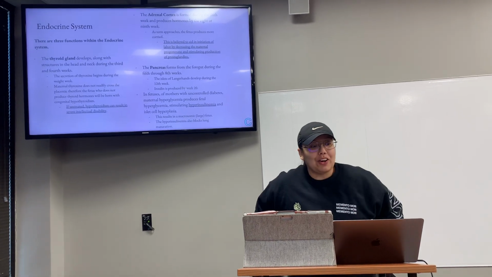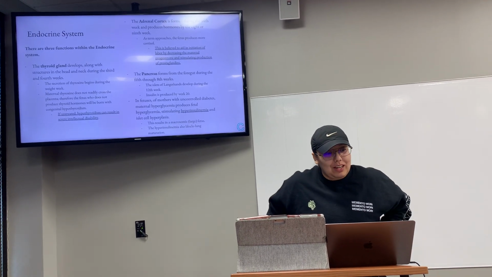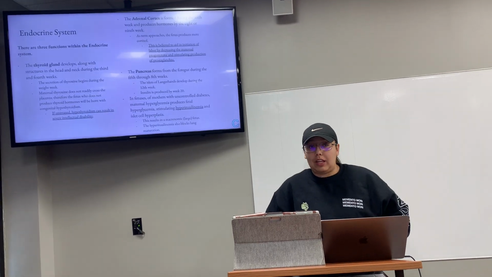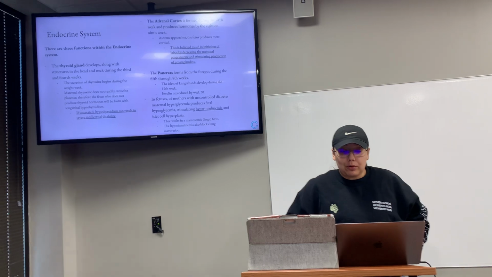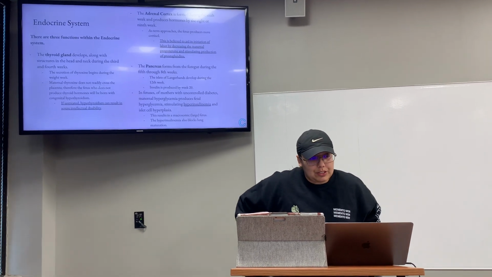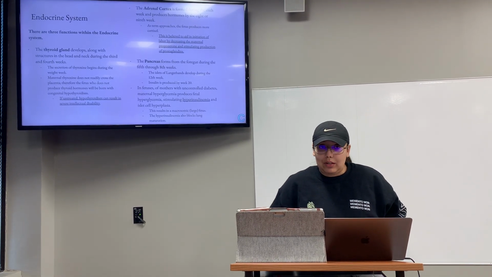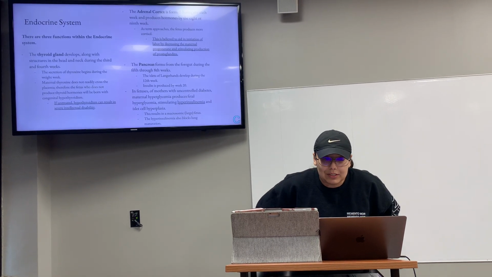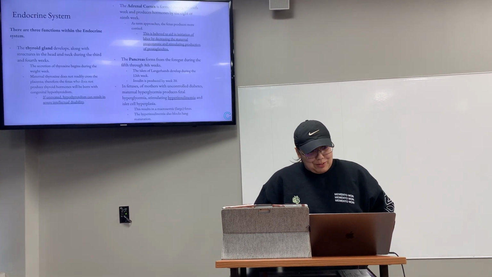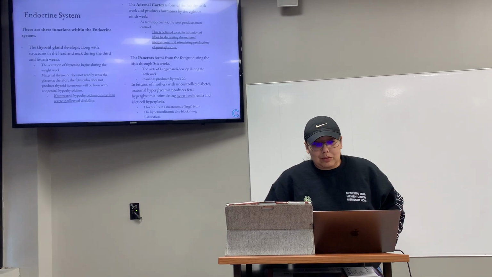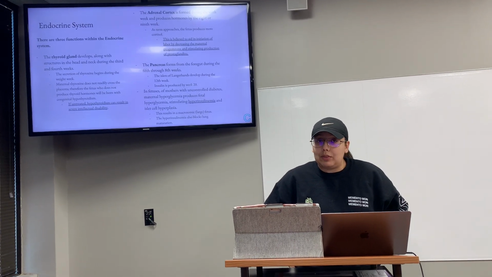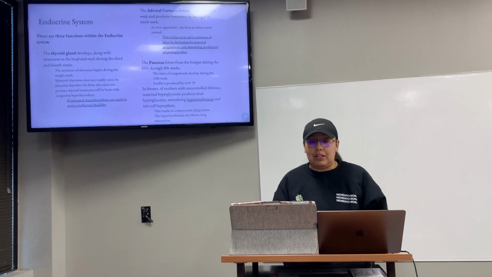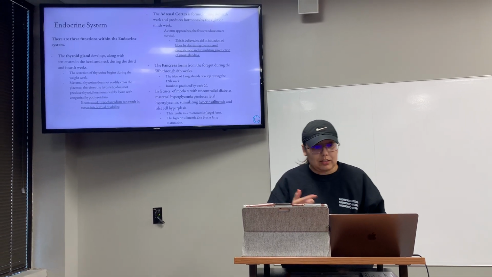Endocrine system, and there are 3 functions within the system. So we have the thyroid gland, which develops along with structures in the head and the neck during the 3rd and 4th weeks. This includes the secretion of thyroxine, which begins during the 8th week. Maternal thyroxine does not readily cross the placenta. Therefore, the fetus who does not produce thyroid hormones will be born with congenital hypothyroidism, and if it's left untreated, it can result in a severe intellectual disability throughout its life span.